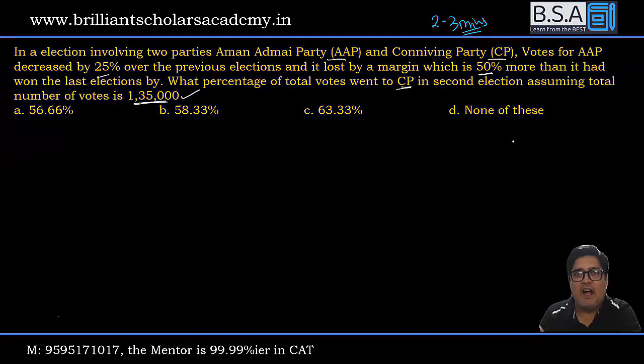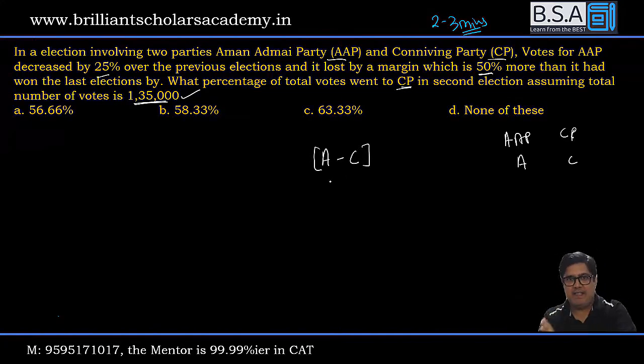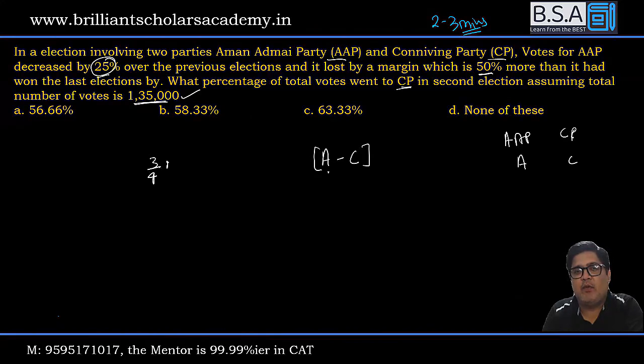So I'm starting with Aman Aadmi Party. The vote share, let us say, is A. Conniving Party, the vote share is C. So in the first election, A was winning. This is called the winning margin. Winning margin is A minus C. Now, 25% of the votes decreased for A. किधर जाएंगे? Where will they go? They will go to the other party. So the votes of A have become 3/4 A.